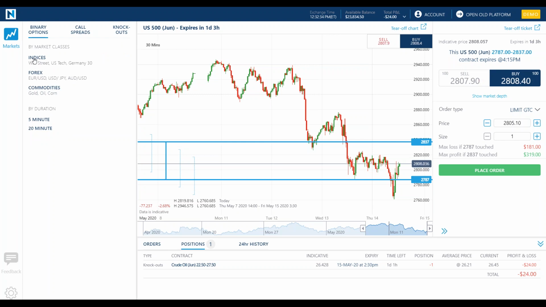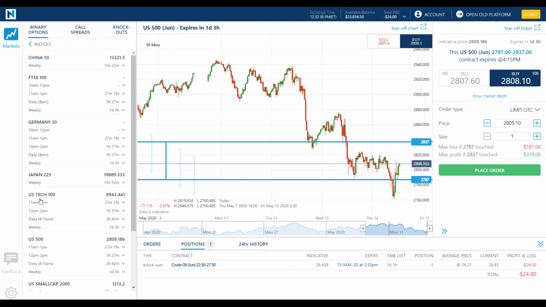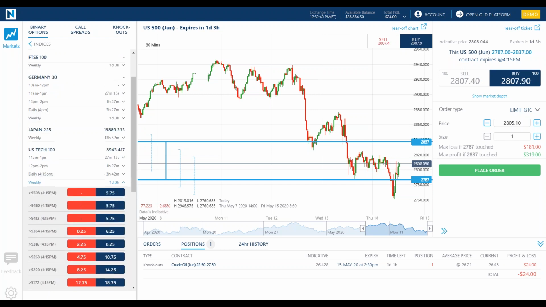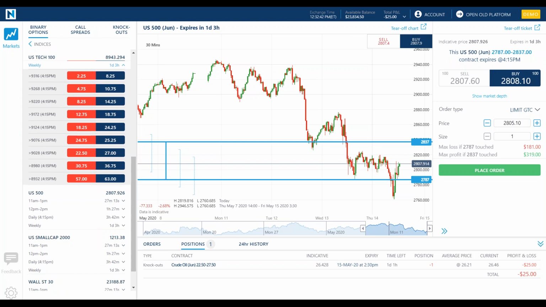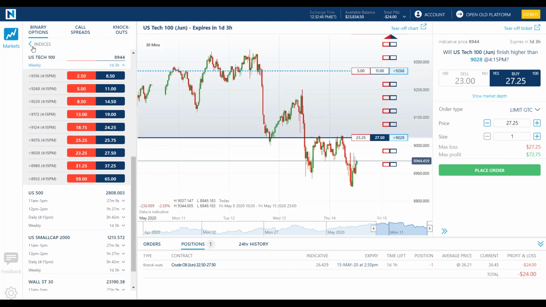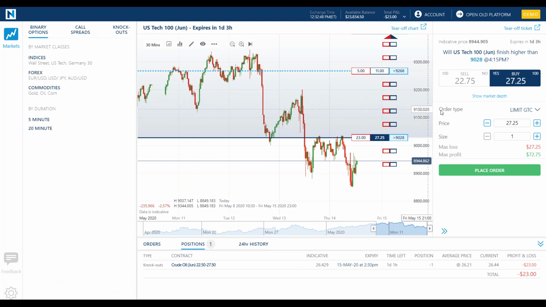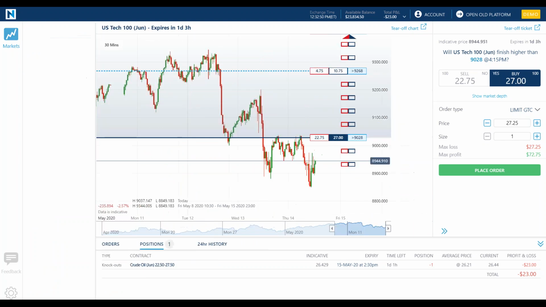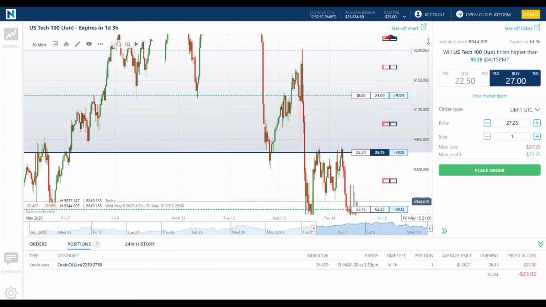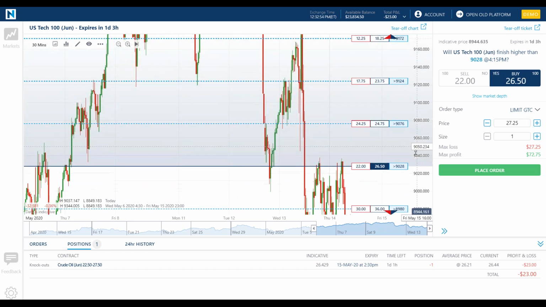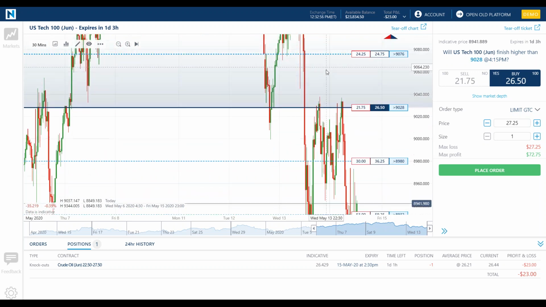Commodities, indices. Let's go ahead and click on an index and let's use the weekly. I just want to show you what the difference is between a binary and a knockout. I'm going to go ahead and click on one binary contract in the Nasdaq. Okay, and I'm going to hide this, and let's take a peek at what I'm actually looking at.